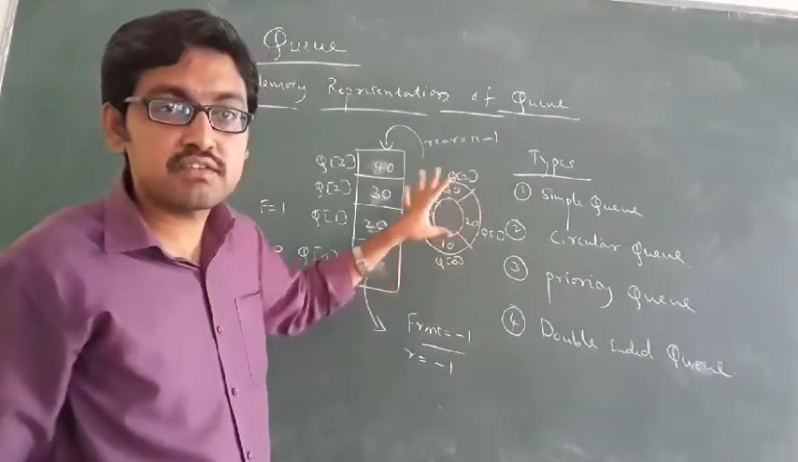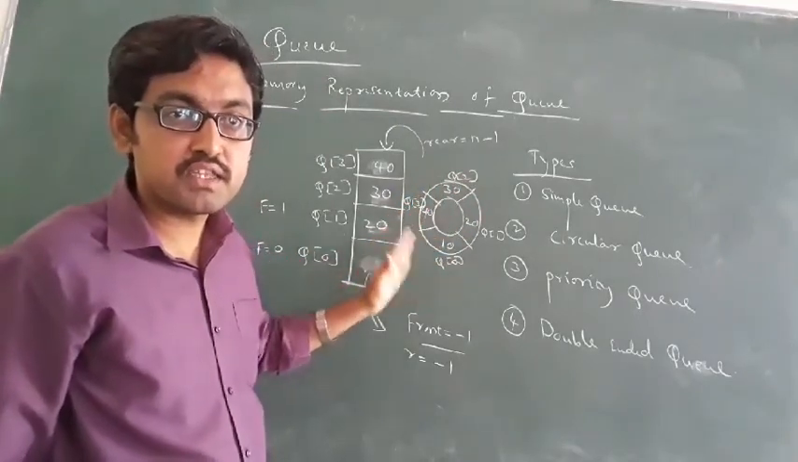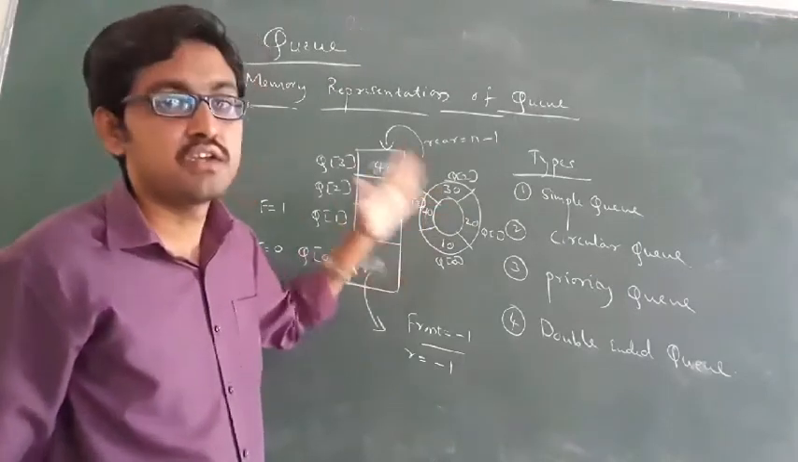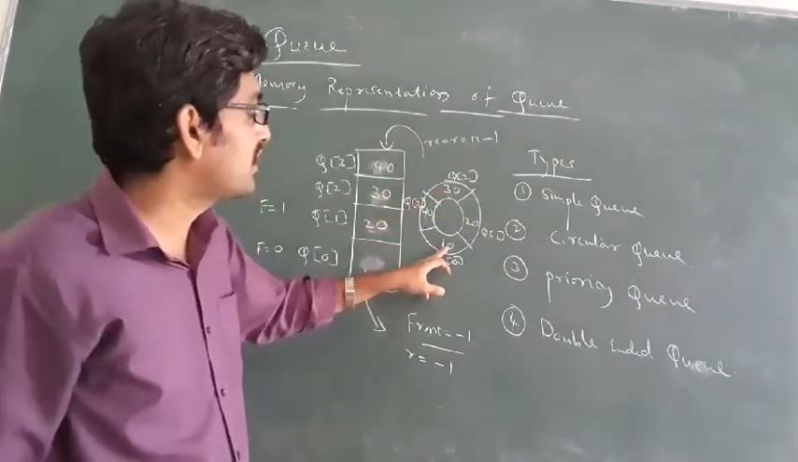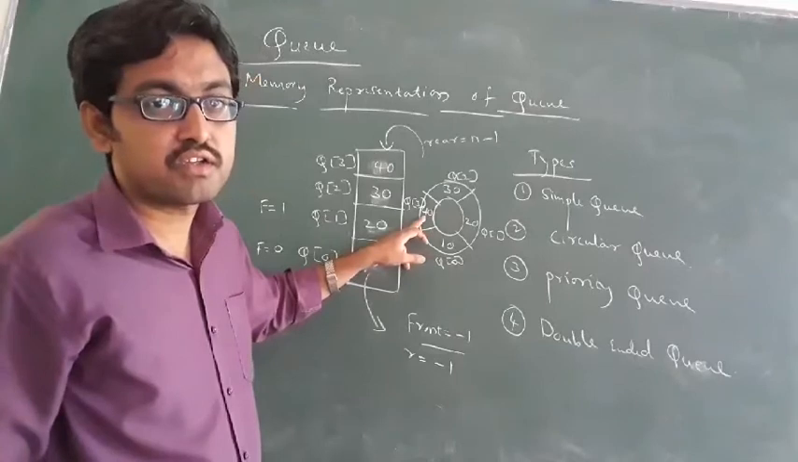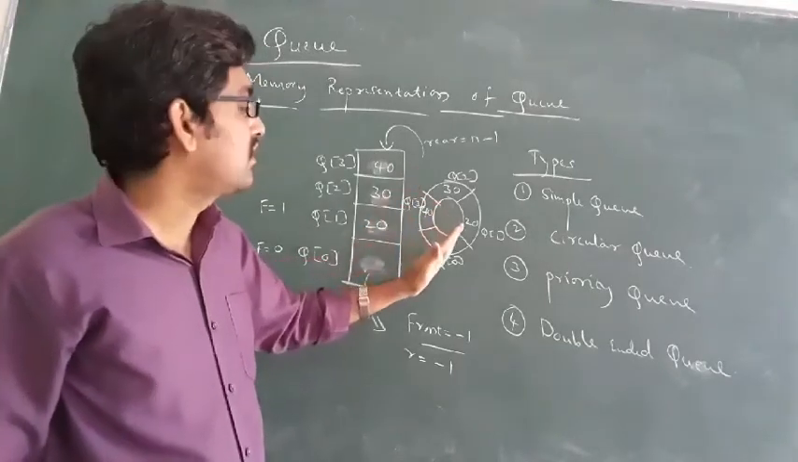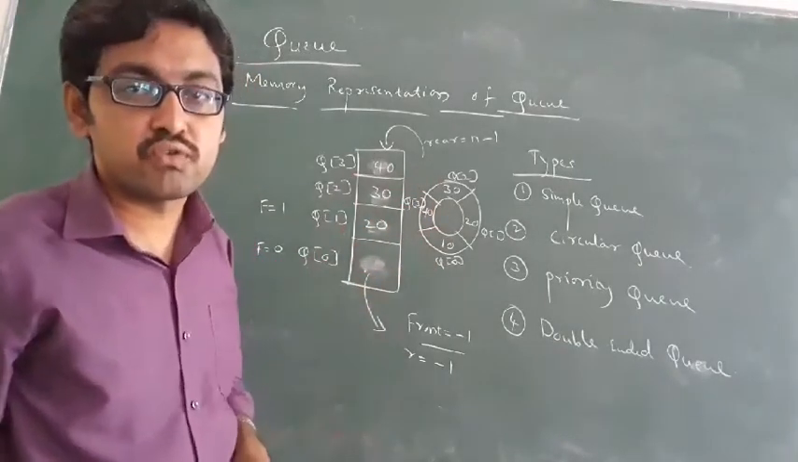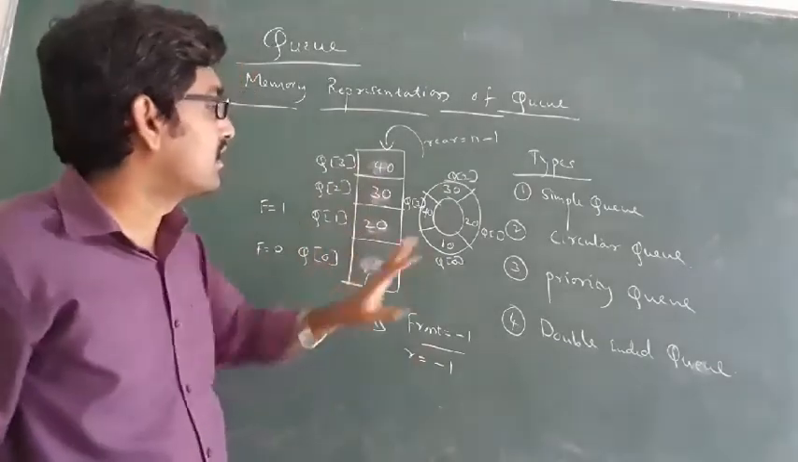It is treated as circular. In this the last node follows the first node. The first node is 10, the last node is 40. The last node follows the first node. That is called a circular queue.